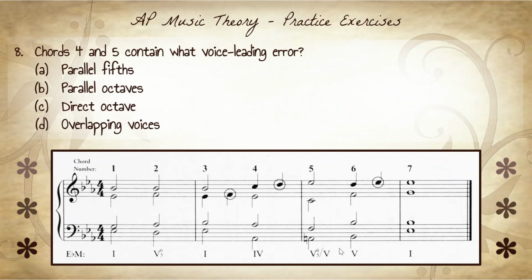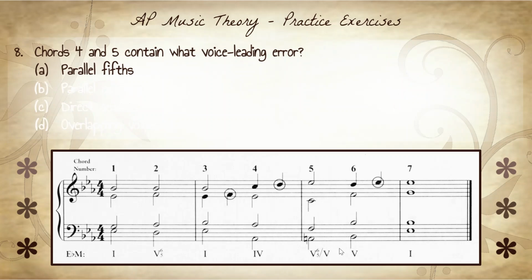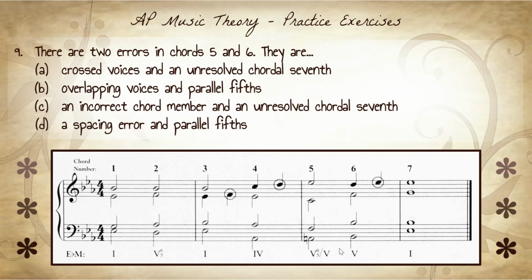Question 8. Chords 4 and 5 contain what voice leading error? Is it A, parallel fifths, B, parallel octaves, C, direct octaves, or D, overlapping voices? Correct answer is A. The chords 4 and 5 contain parallel fifths between the tenor and alto. Notice the similar motion in the top three voices.